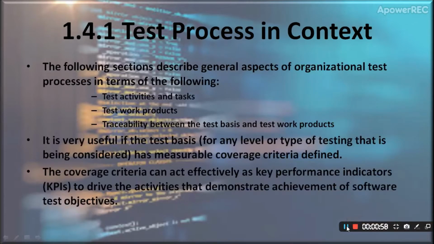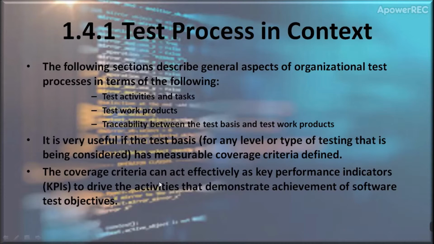Now in this section we will talk about the three aspects of the organizational test process. First, the activities that are included inside the test process. The work products that are delivered inside each activity of the test process, and the traceability between the test basis and test work products. The test basis is the thing that we need for testing, like the requirements, like the user story.